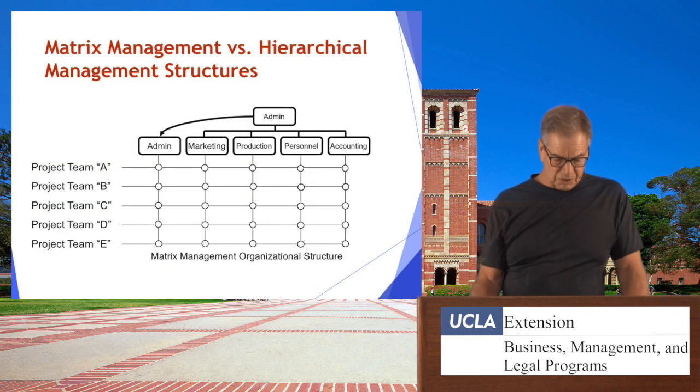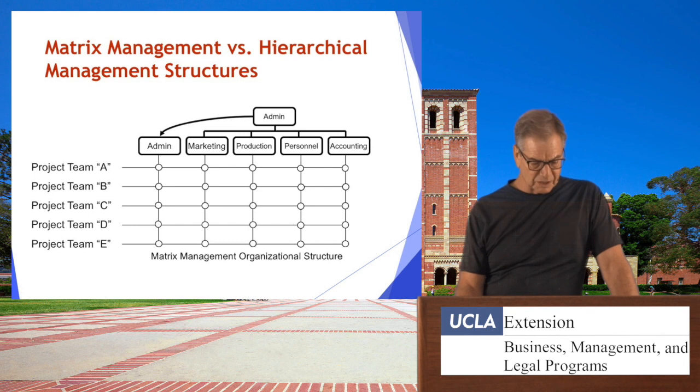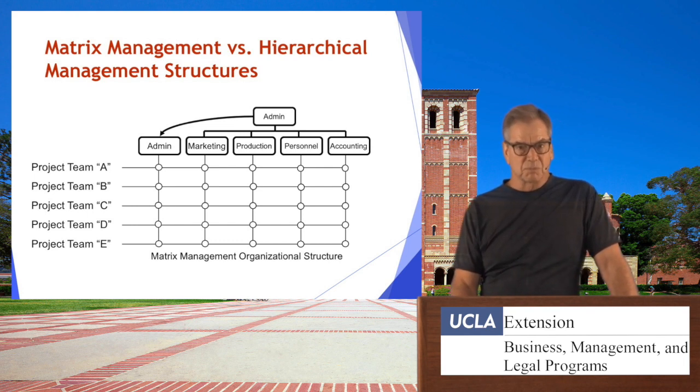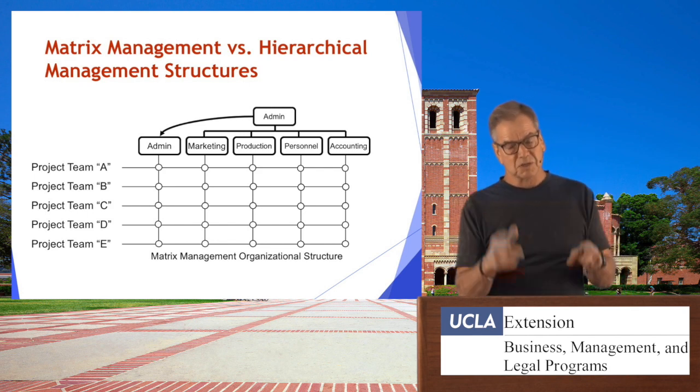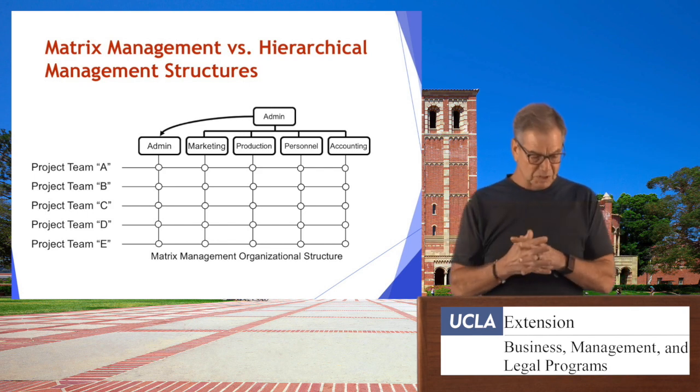The next step here is we have what's referred to as a matrix management org structure. It's basically 2 ways that you can organize a business: matrix management or hierarchical management systems.